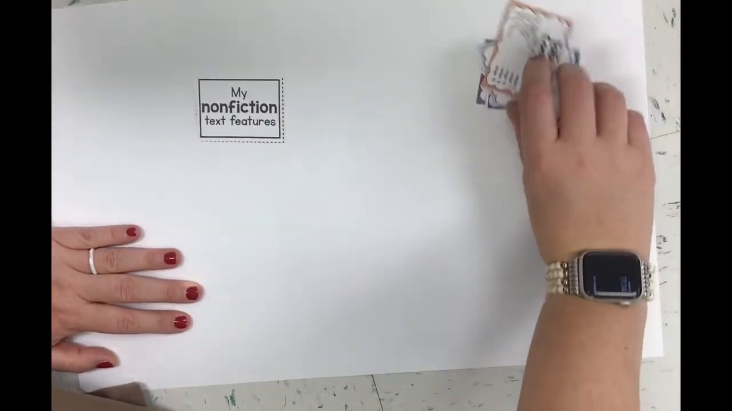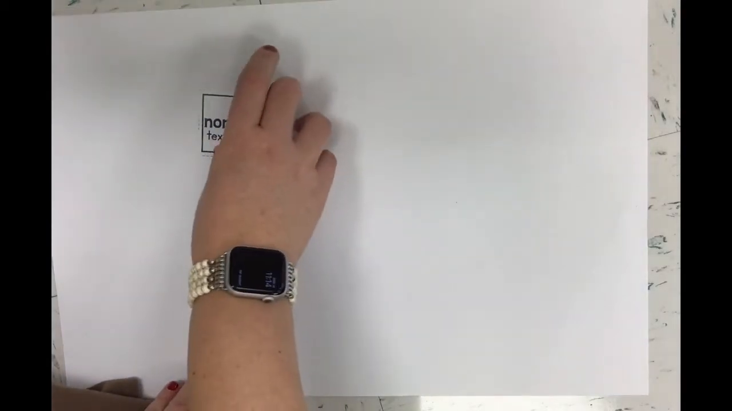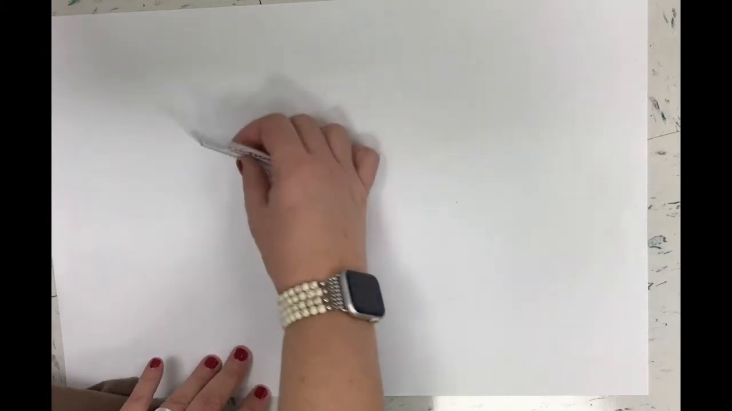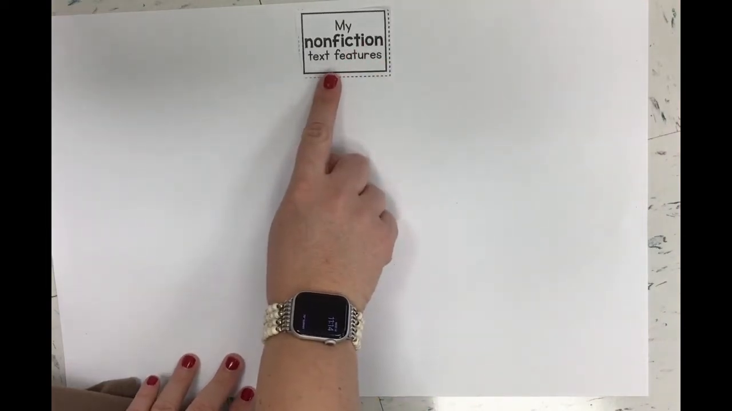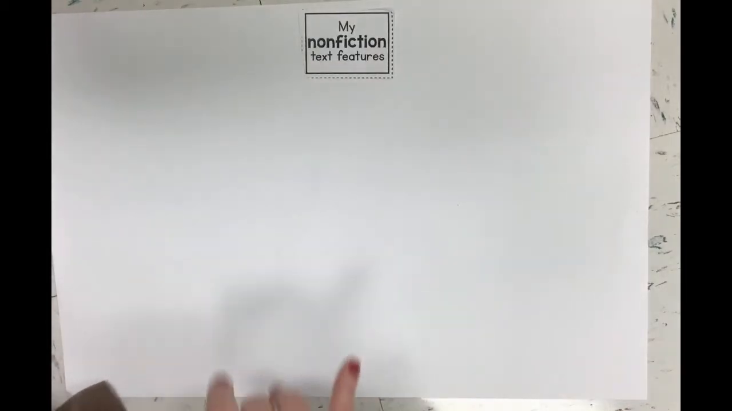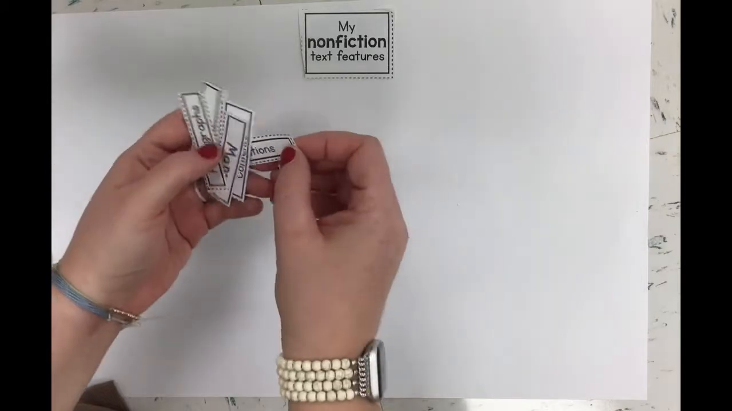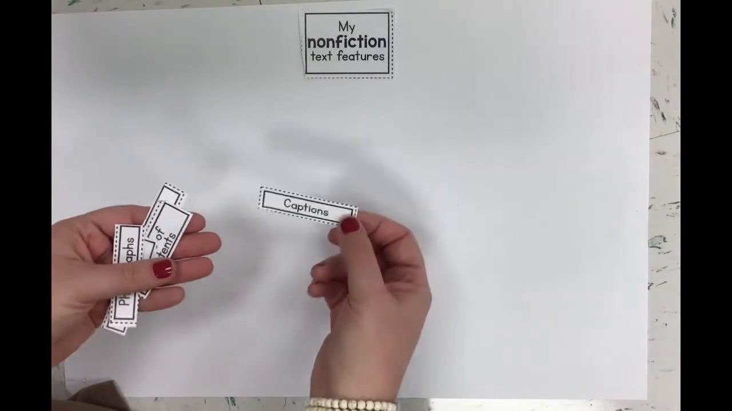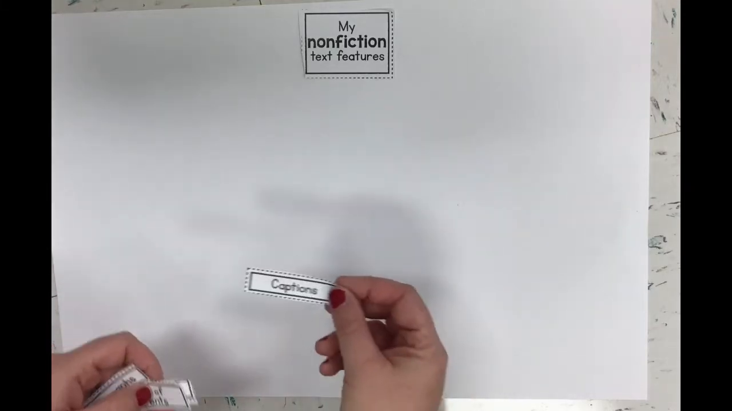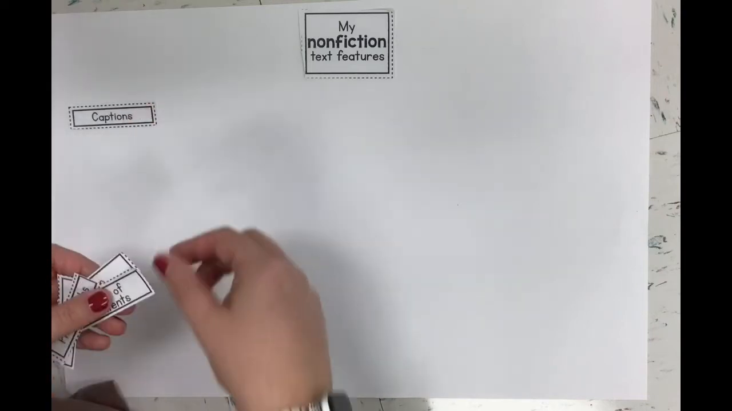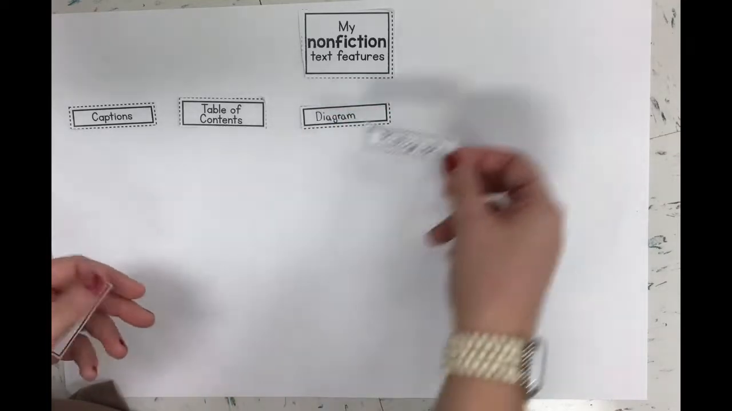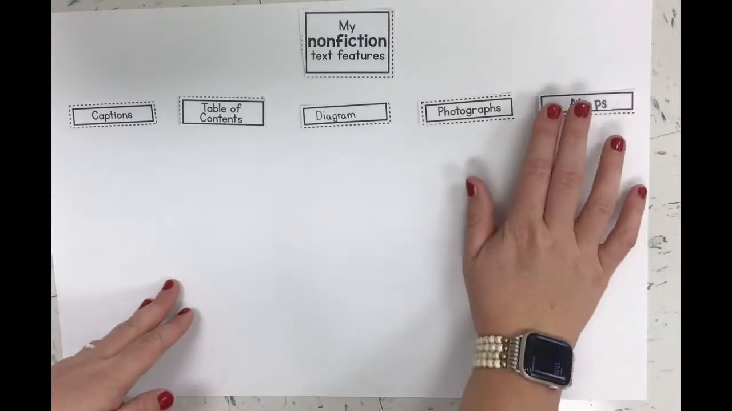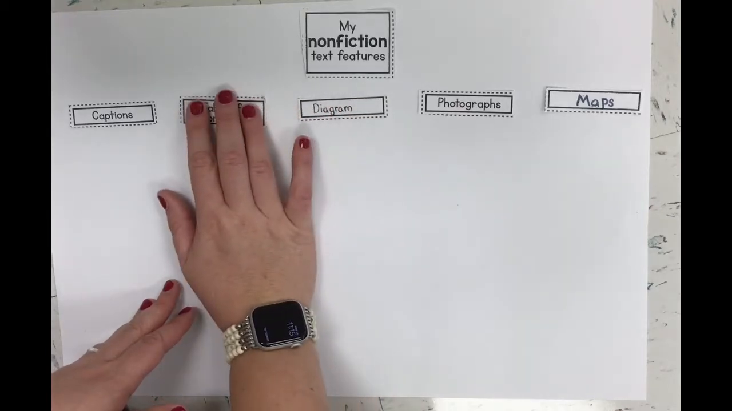So I'm going to take everything and push it to the side, and I'm going to make a tree map. Now, when we have so many things to glue to one place, it is important that we just place the things first, then go back and glue it. So the heading of my tree map is my nonfiction text features. So I'm going to make sure that it's right here in the middle of my paper. Then I'm going to take my little rectangles, and they are the nonfiction text features that we're going to work on this week. So I'm going to start with captions over here. Then I have table of contents. Then I have diagram. Then I have photographs and maps. And now, because I didn't glue them, I'm just going to move them so there's space in between every one.